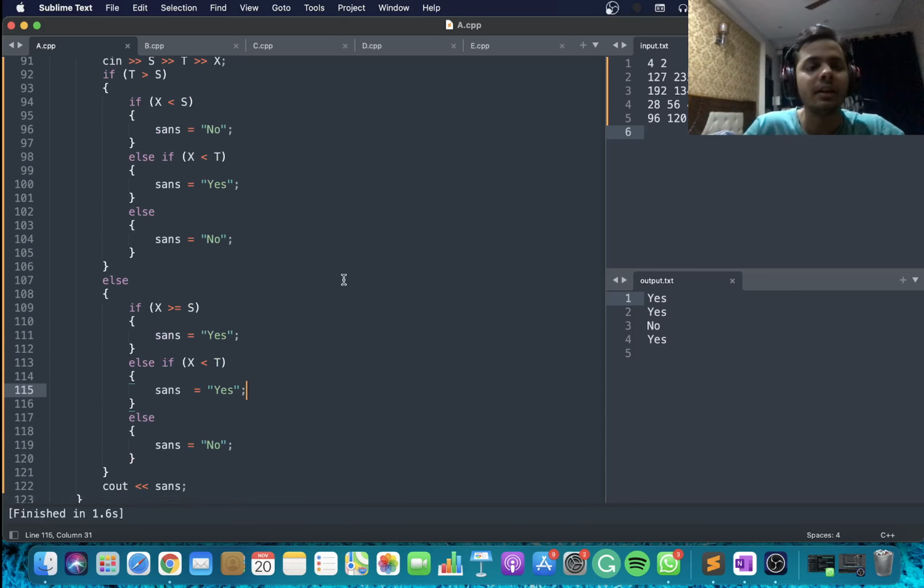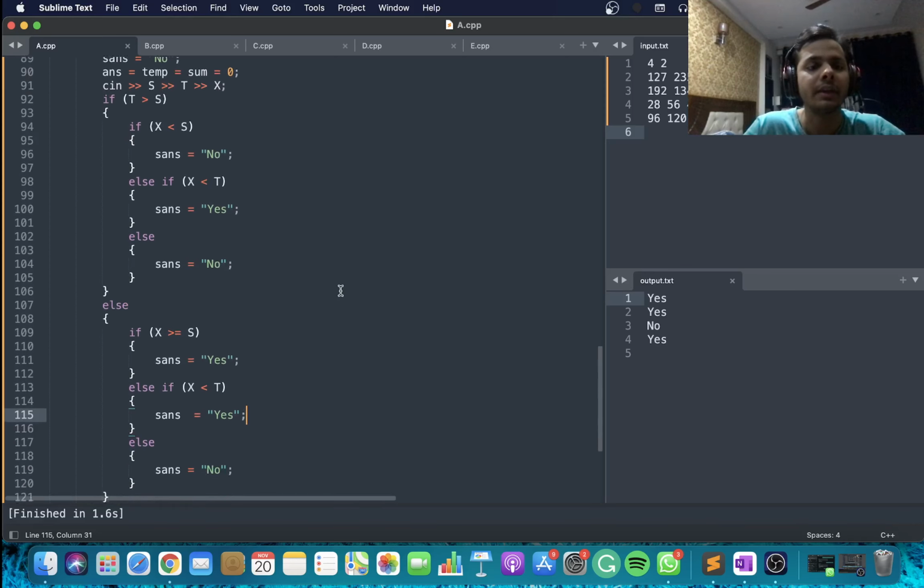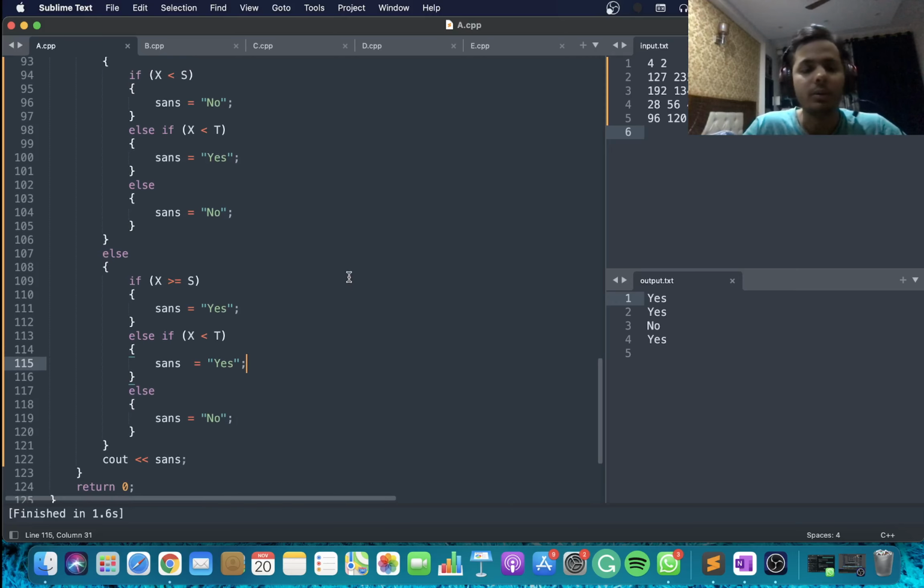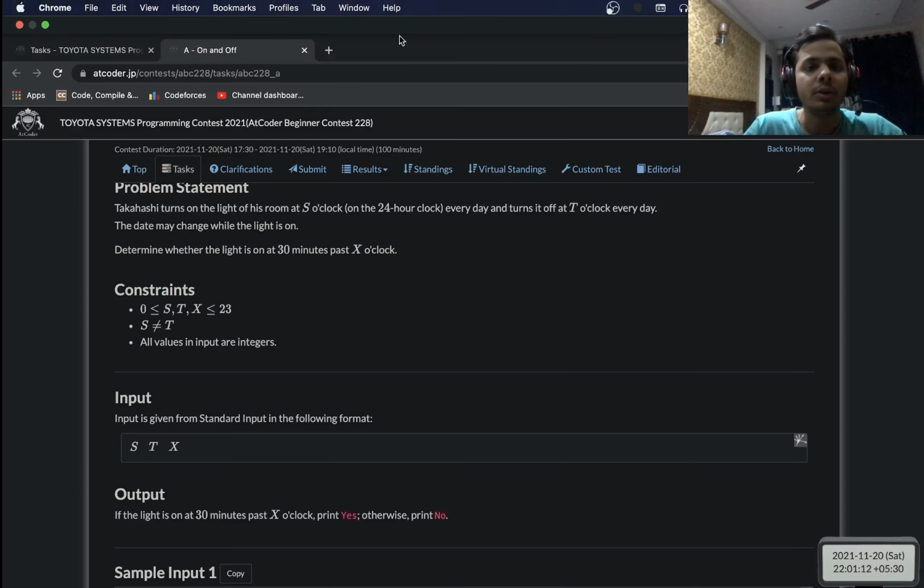I'm sure there are easier and smaller implementations, but this one just makes it really easy to understand. So yeah, I have made all these cases. So this is really all that the first problem wanted from us. So that completes its solution. So let's move on to the second problem.